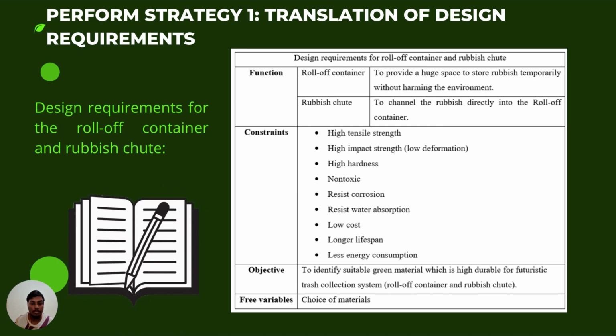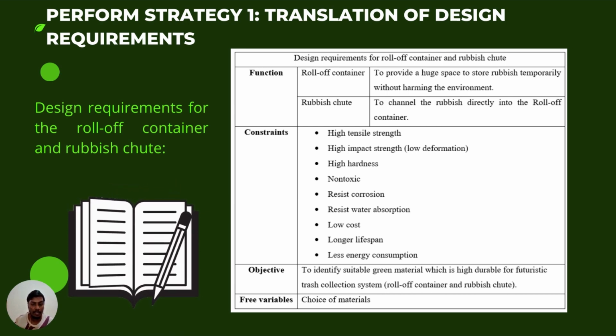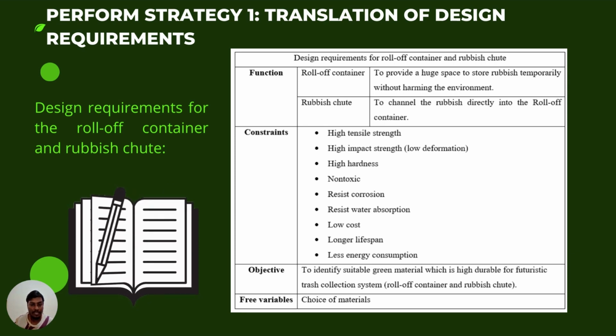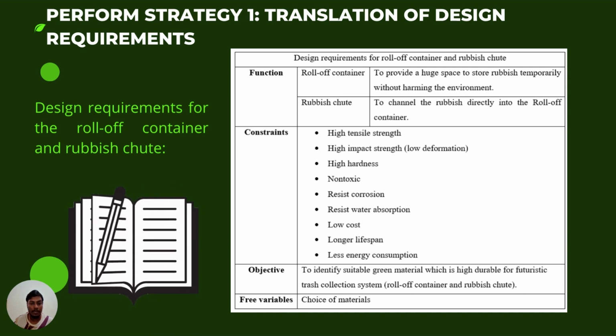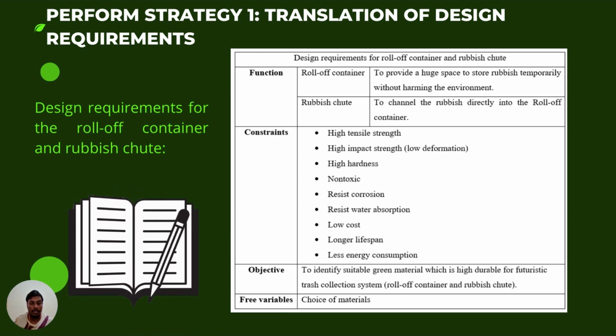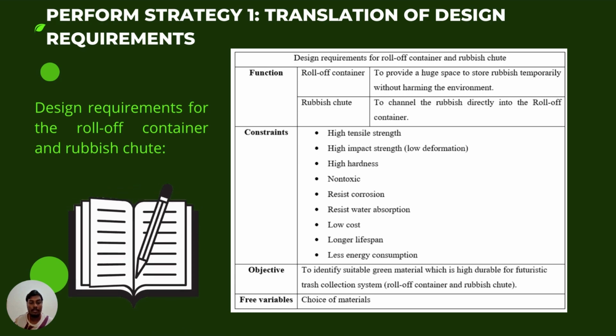Meanwhile, the rubbish chute is to channel the rubbish directly into the roll-off container, and the constraints are high tensile strength, high impact strength, high hardness, non-toxic, resistant to corrosion, resistant to water absorption, low cost, longer lifespan and less energy consumption. The objective is to identify the suitable green material which is highly durable for the futuristic trash collection system, which includes the roll-off container and rubbish chute. The free variable is the choice of material.